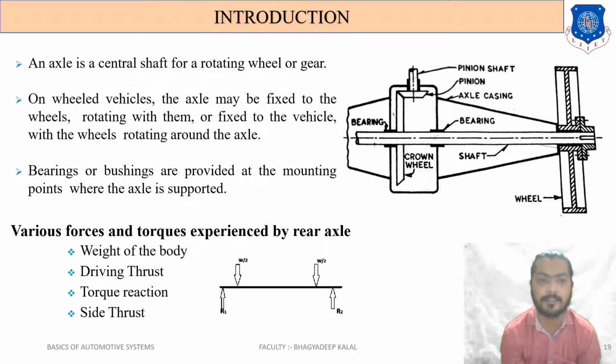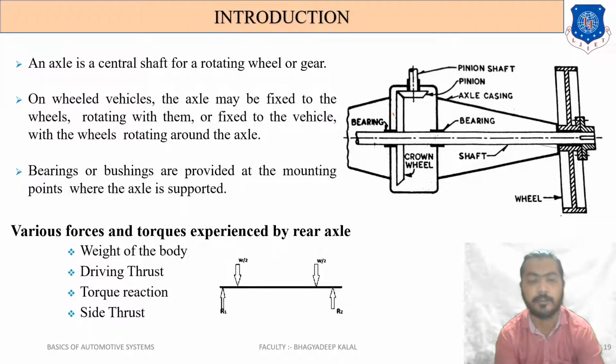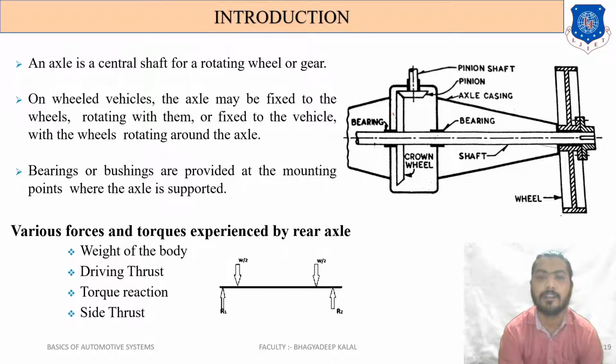Next is side thrust. Side thrust is due to the cornering force. While you take a turn, the side thrust comes on the wheel, like the high velocity of wind which comes on the vehicle. This side thrust can be reduced or eliminated by using a Panhard rod, or one rod on the cross section, that is the transverse axis. We use side thrust members, so we can eliminate or reduce the side thrust. These are the four forces which are borne by the rear axle shafts.